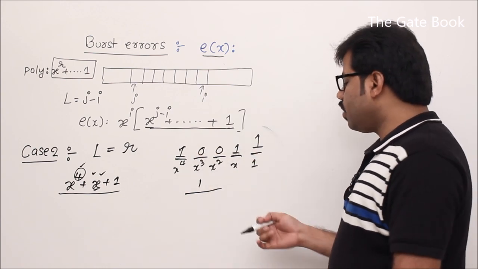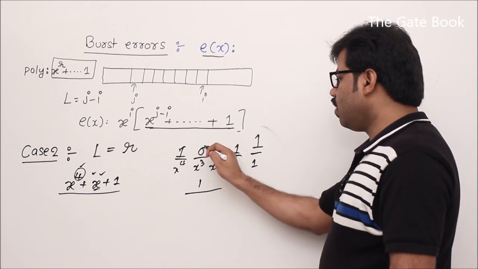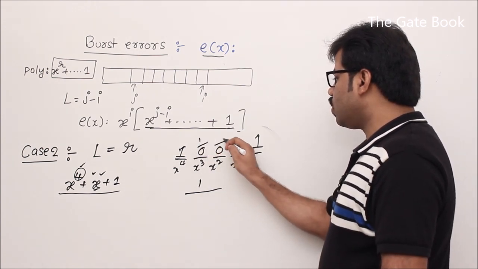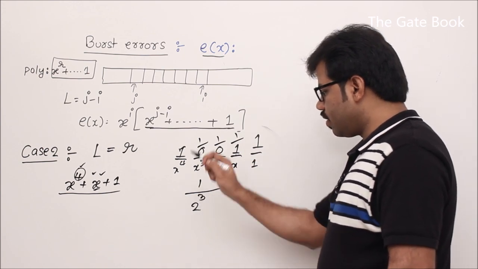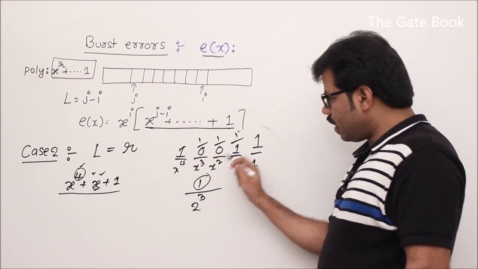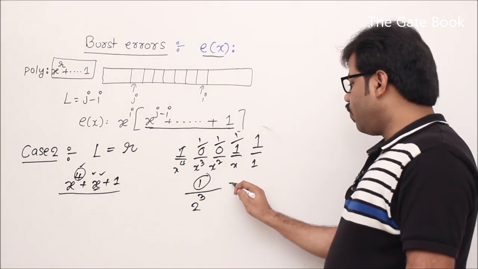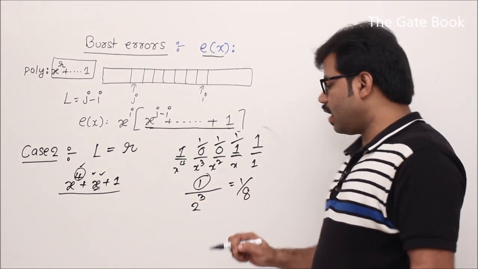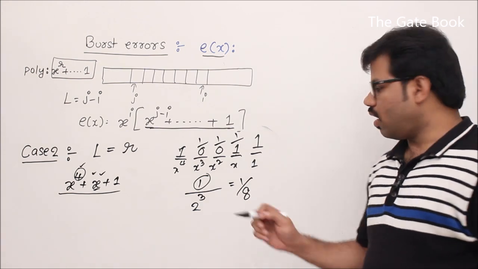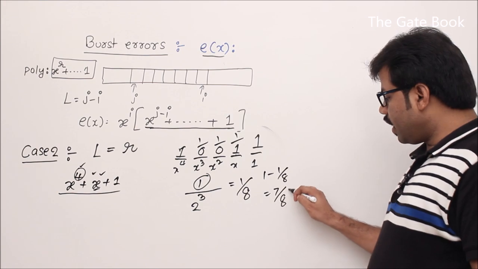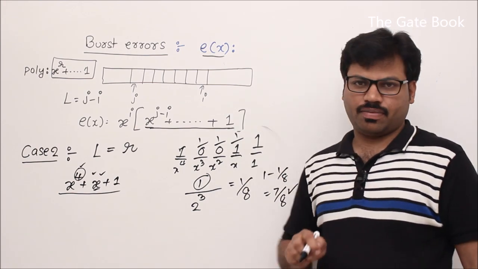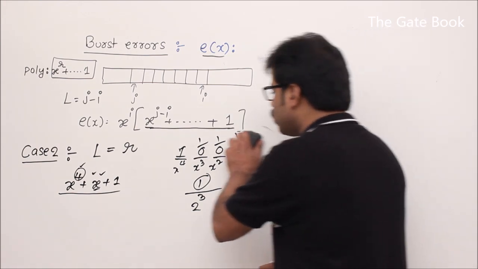But how many polynomials do we have? It depends on whether you write 0 or 1 here, 0 or 1 here, 0 or 1 here. Then 2 cube polynomials we can generate. Out of them, only one pattern is like this one. That's why with 1 by 8 probability we cannot detect the error. Now 1 minus 1 by 8 is nothing but 7 by 8. With 7 by 8 probability we can detect the error. Understand? Let's extend this to our r.